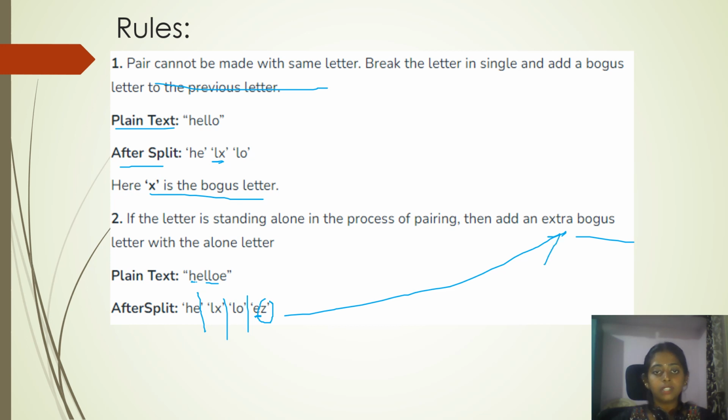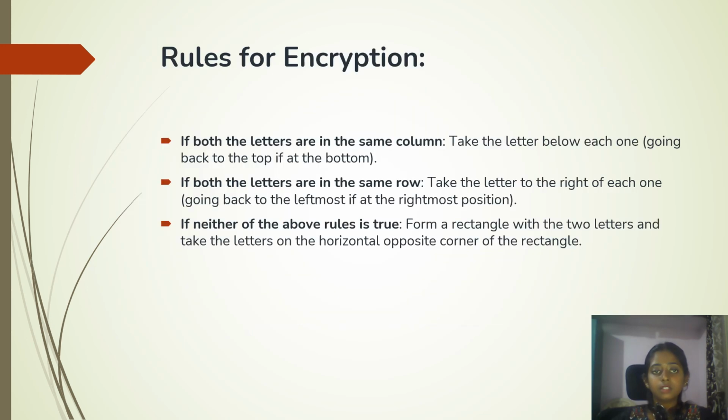It is a bogus letter which is added. So next we'll be moving to the rules for encryption. If both the letters are in the same column, take the letter below each one, going back to the top if at the bottom. If both the letters are in the same row, take the letter to the right of each one, going back to the leftmost if at the rightmost position.